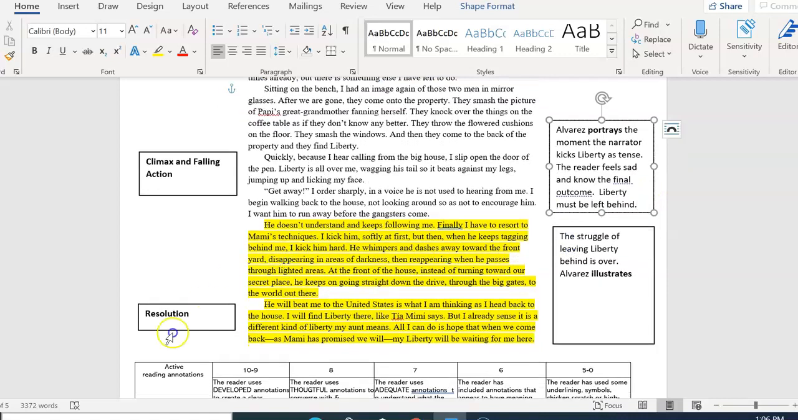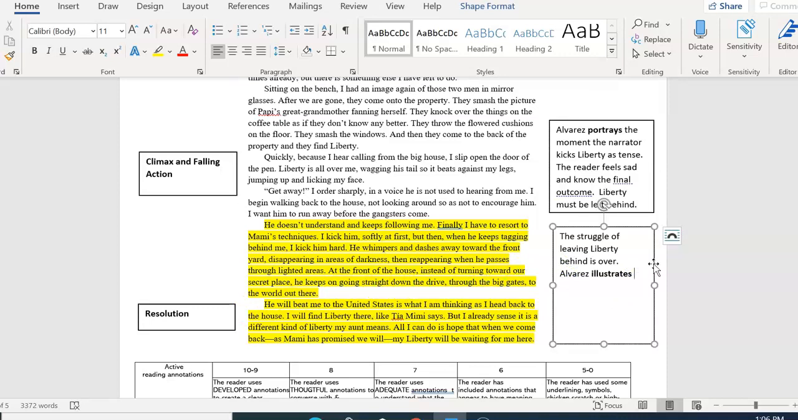Okay, and then the very last part, she says, "He will beat me to the United States," is what I'm thinking as I head back to the house. I'll find Liberty there. The last two sentences: "All I can do is hope that when we come back, as Mammy had promised we will, my Liberty will be waiting for me here." So she knows that Liberty is the United States, and she hopes she can someday come back, but probably not. So that's the resolution. We know that they are leaving. So the struggle of leaving Liberty behind is over.